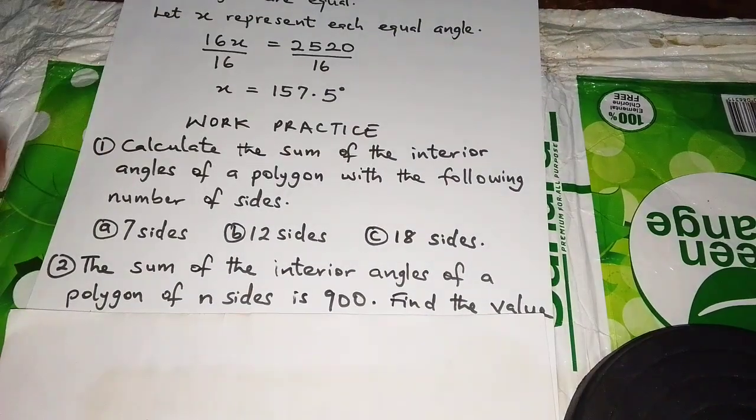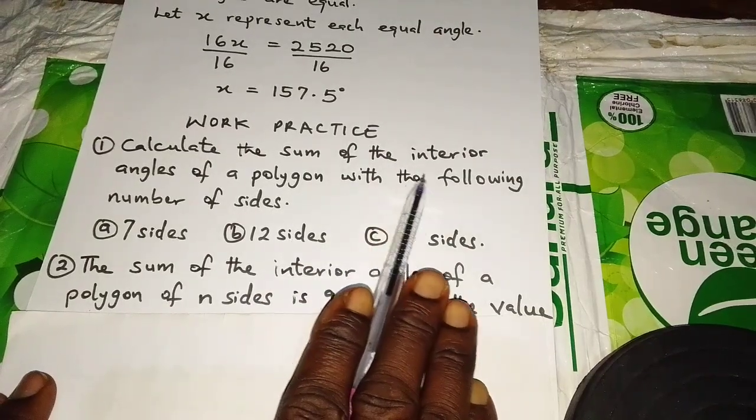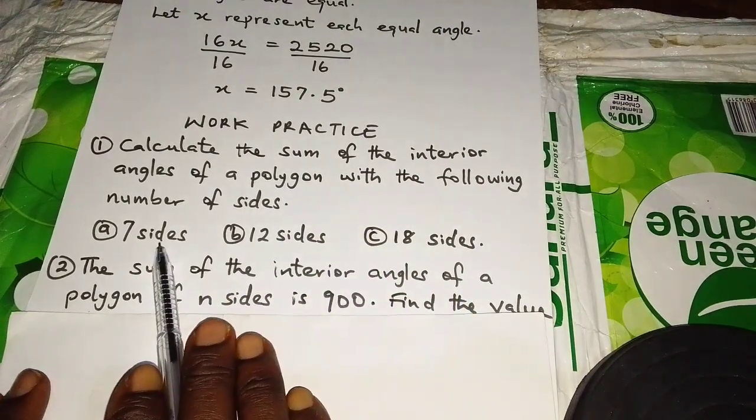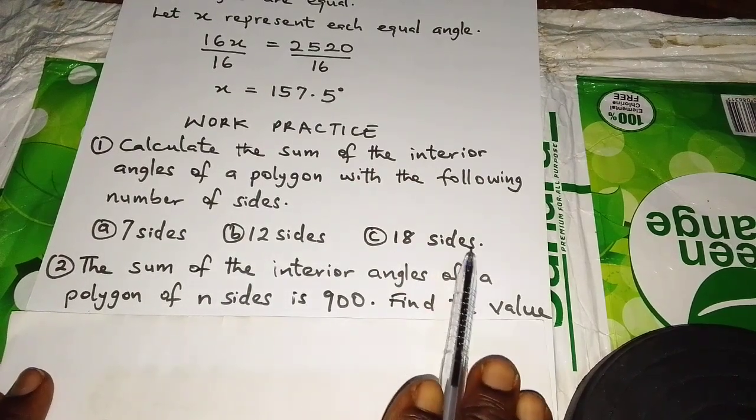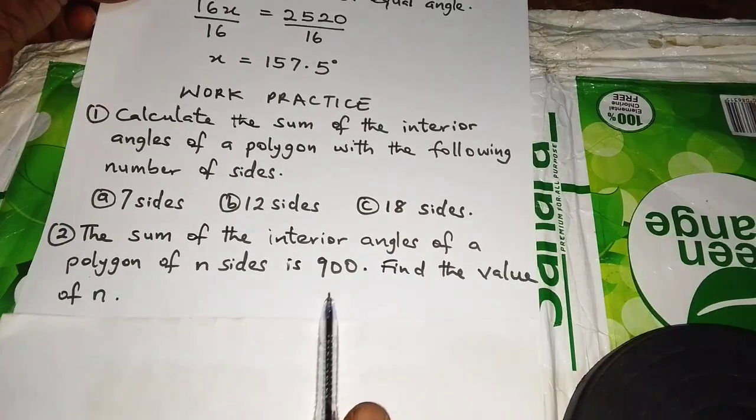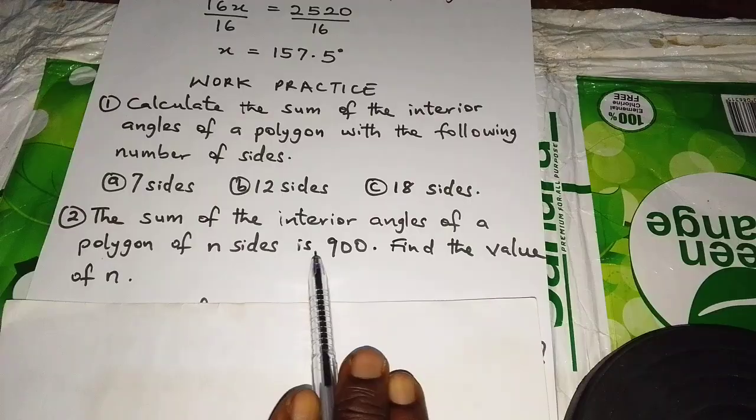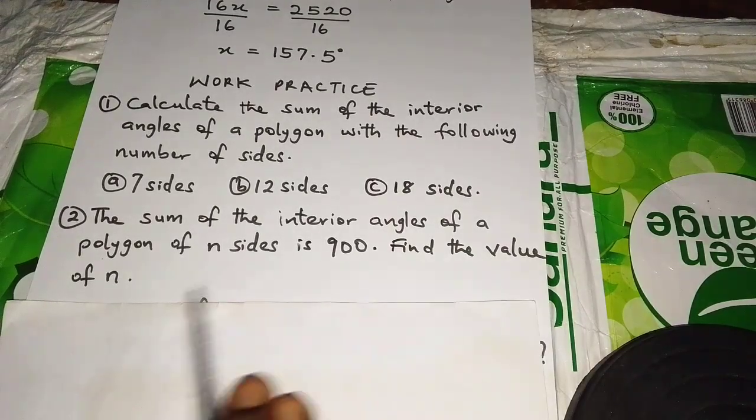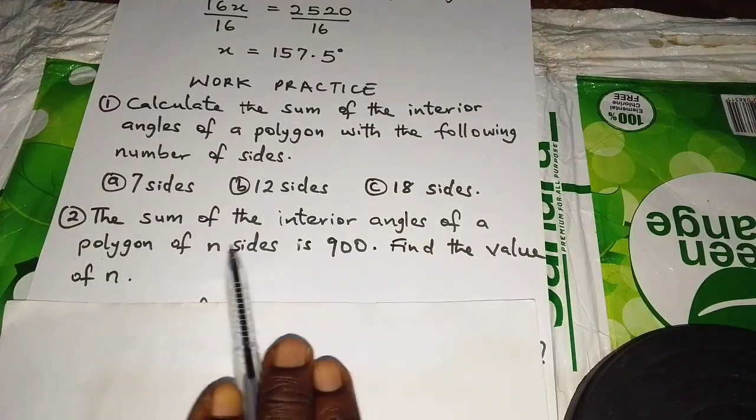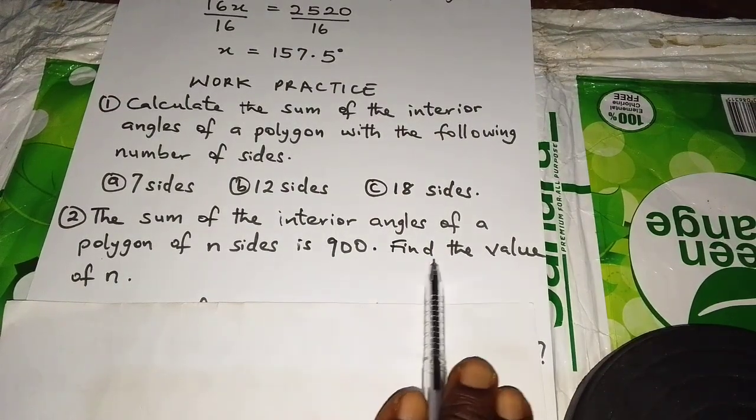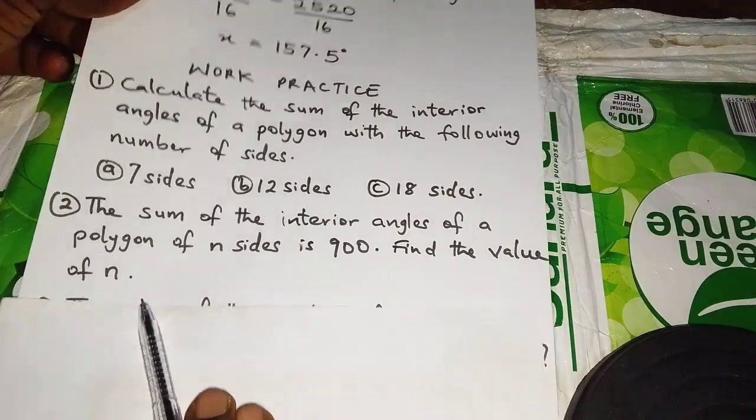Now for your class exercise, look at this. For the work practice, number 1: calculate the sum of the interior angles of a polygon with the following number of sides: A, 7 sides; B, 12 sides; C, 18 sides. Number 2: the sum of the interior angles of a polygon of n sides is 900. Find the value of n. It means you have to find the number of sides the polygon has.